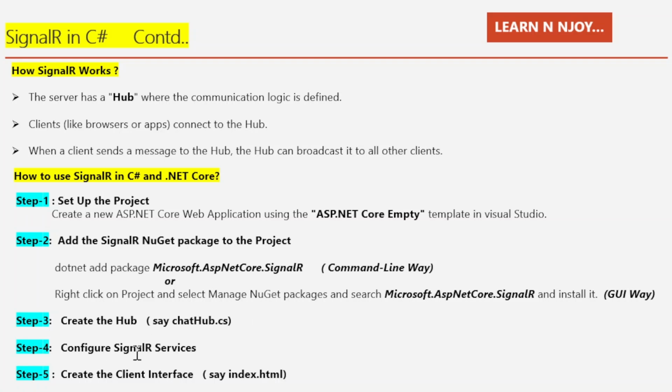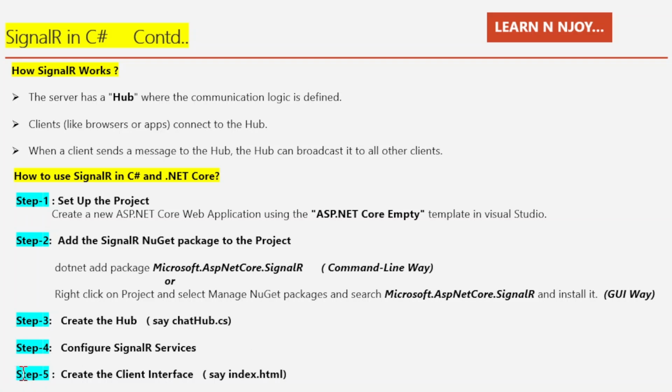Okay, coming to step number 4, we need to configure SignalR services. For configuring SignalR services, in the Program.cs file, which is nothing but the startup file in the .NET Core application, we need to add SignalR services and map the app to the SignalR hub endpoint that we created in step number 3.